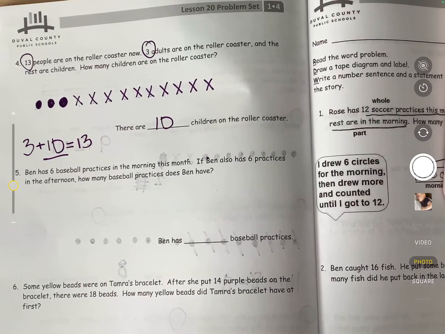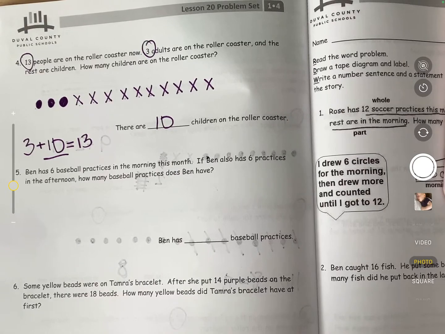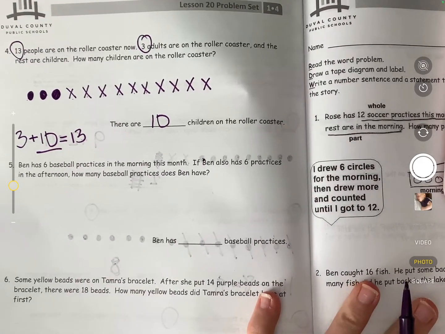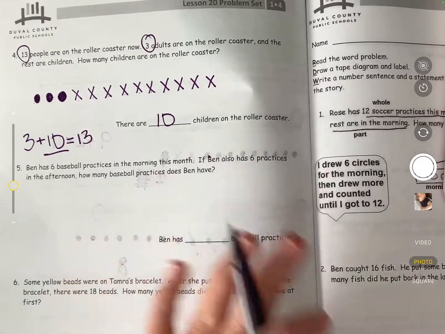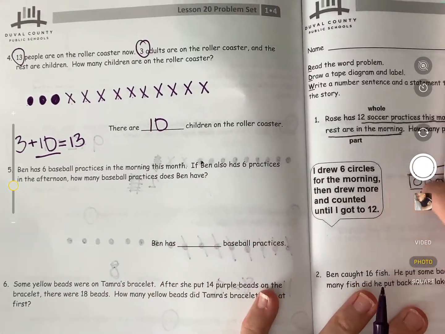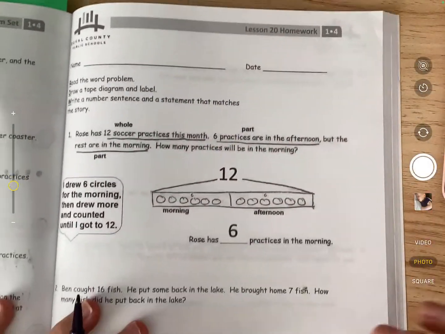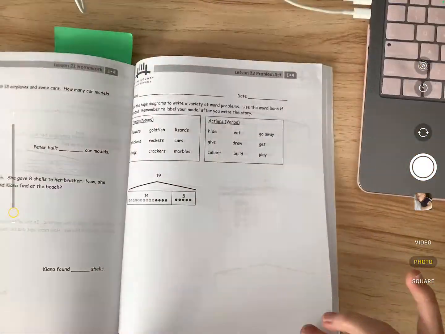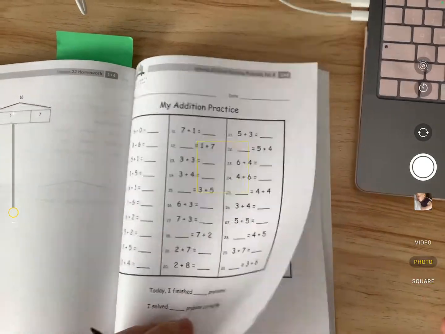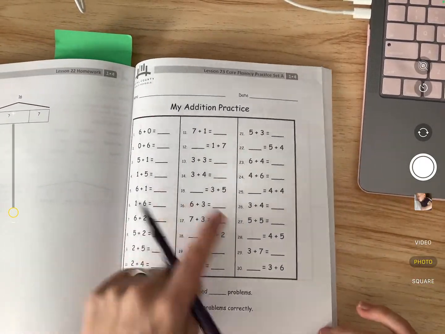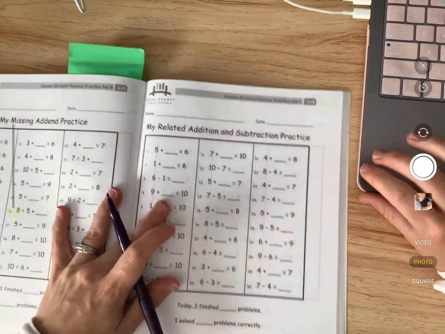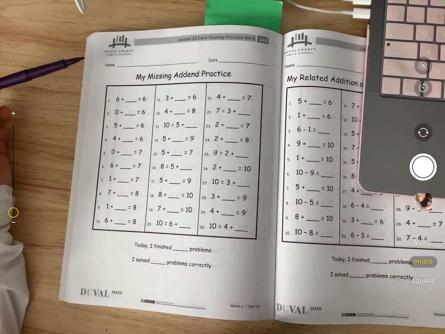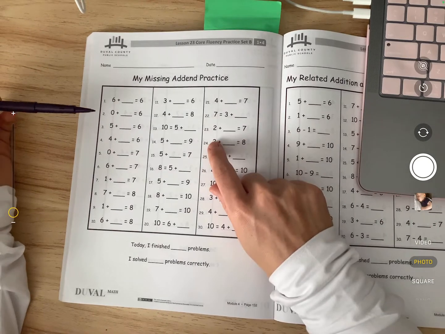Okie dokie, let me see. All right, this video is getting pretty long, so I am going to stop it. You do not need to do the rest. You do not need to do the exit ticket, but we are going to do, let me find it. You should have done this page yesterday, my addition practice. Today you're going to do missing addend practice.